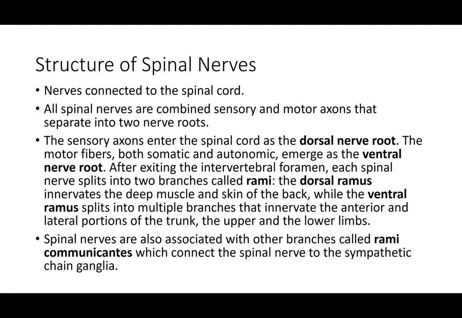All right, and so those rami can also combine, the ventral ramus can also combine into the plexuses. So we talked about those in lab recently as well. So we've got the cervical plexus, brachial plexus, so on and so forth. And those are collections of the ventral ramus. All right, and so the spinal nerves can also be associated with a couple other branches called the rami communicantes. These are going to connect the spinal nerves to the sympathetic chain and those ganglia of that sympathetic chain. So those sympathetic ganglion were also covered in lab recently.